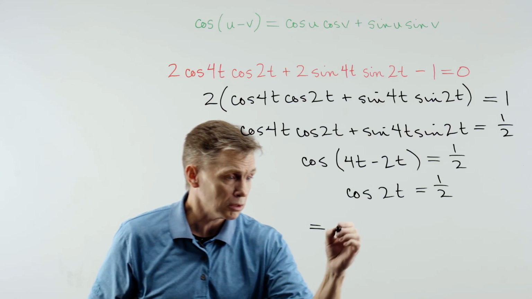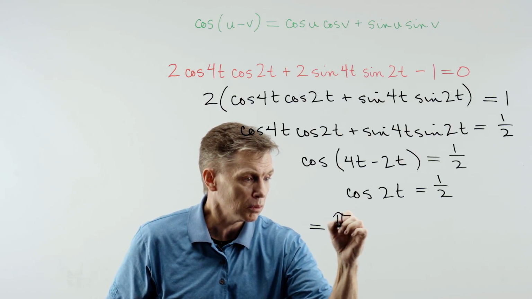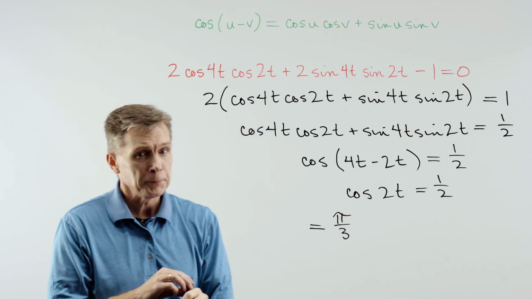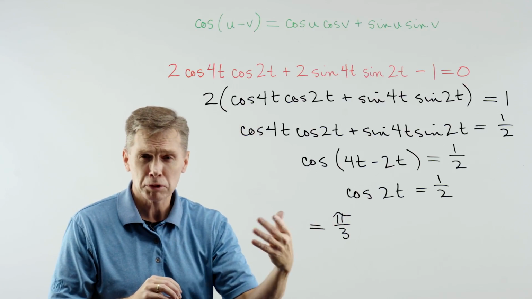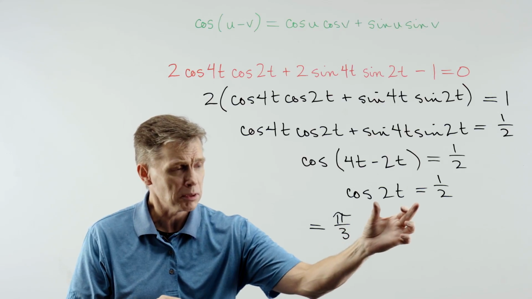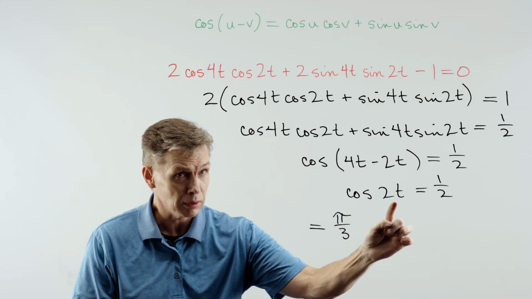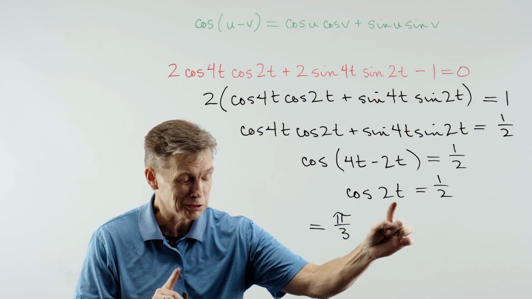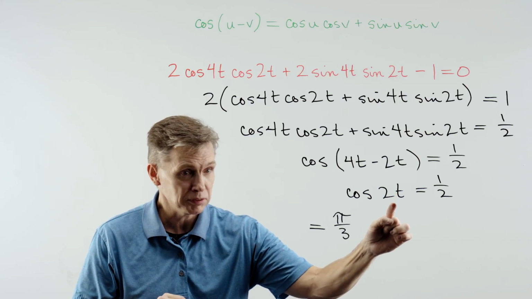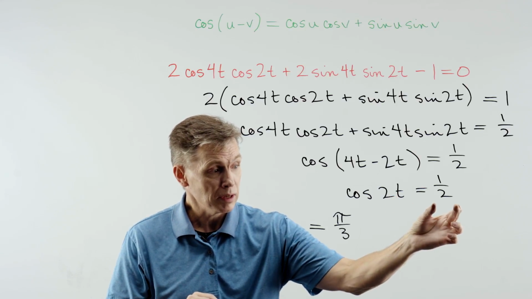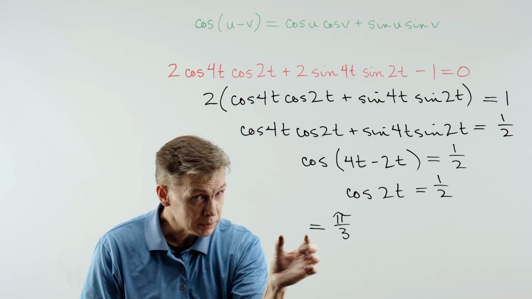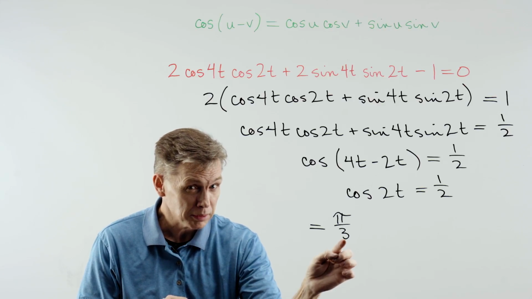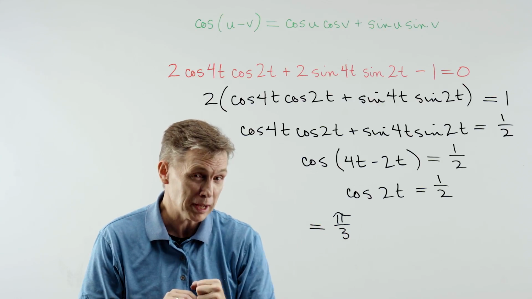I know that that occurs at pi over 3. I've got some blanks to fill in here, but I'm trying to share my thought process with you from this equation. Cosine of an angle, no matter what's inside there, I don't care exactly, not yet, cosine of something equals a half, I know that that something equals pi over 3. That's where cosine has a value of a half.